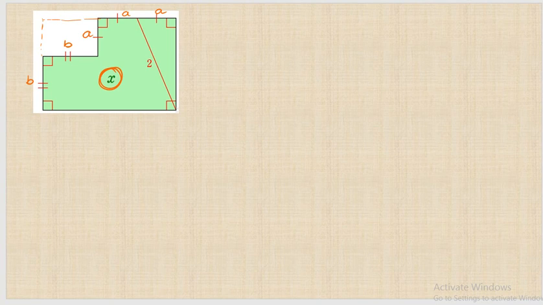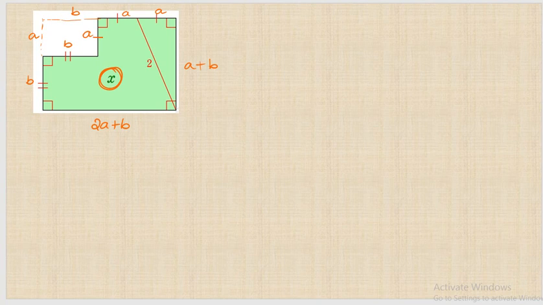Now if you observe all the side lengths, since this is length a, then automatically this length will be a units. If this is b, then this particular length will be b units. Now what about the length of this particular rectangle? The length of this rectangle is 2a plus b. And what about the breadth of this rectangle? It is a plus b.